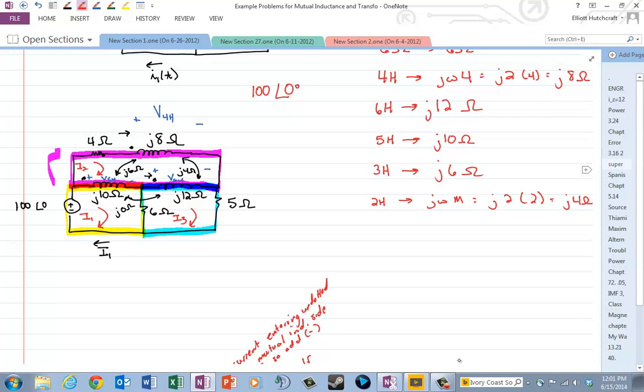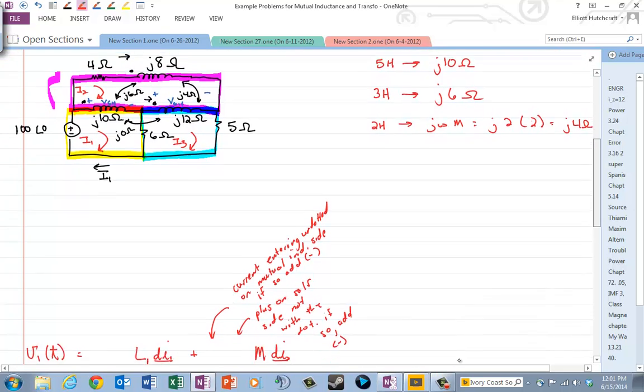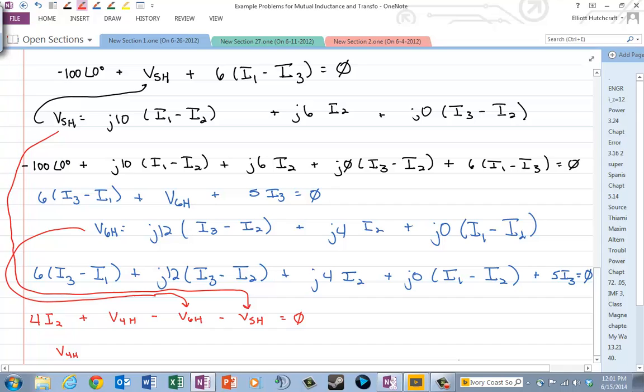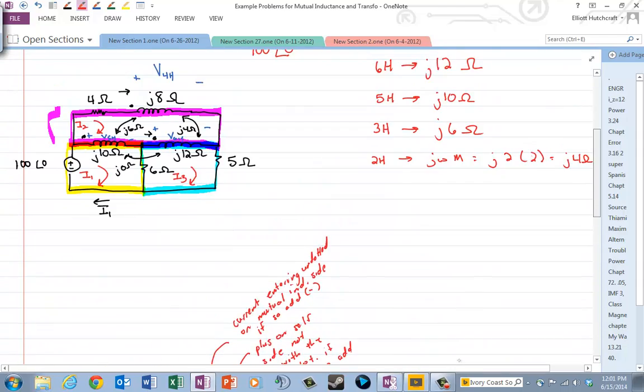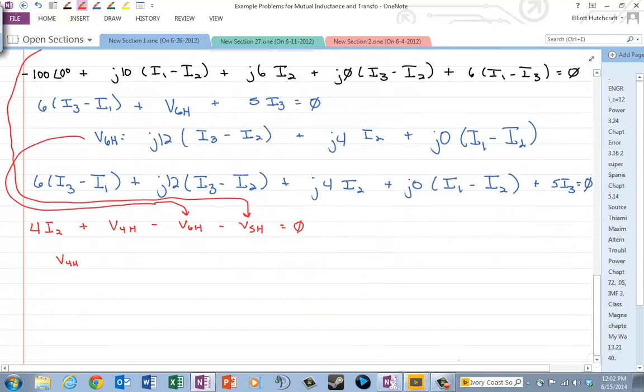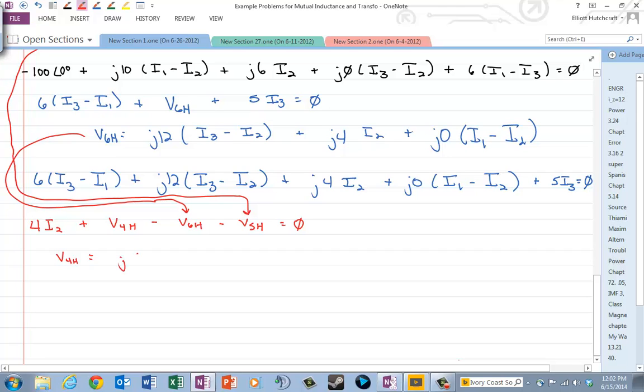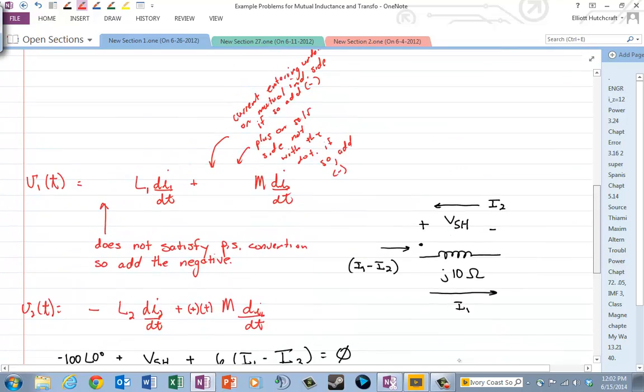So that means we need the current to go into the plus, and into the plus would be I2, and that's the only one, and it is going into the plus. So that would be, is it J8? J8 times I2. And then we have the mutual inductance terms.